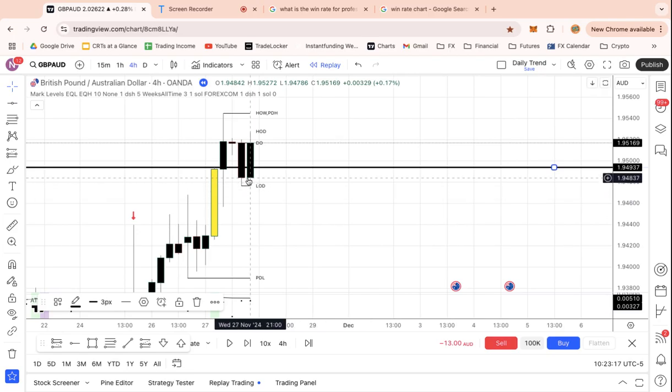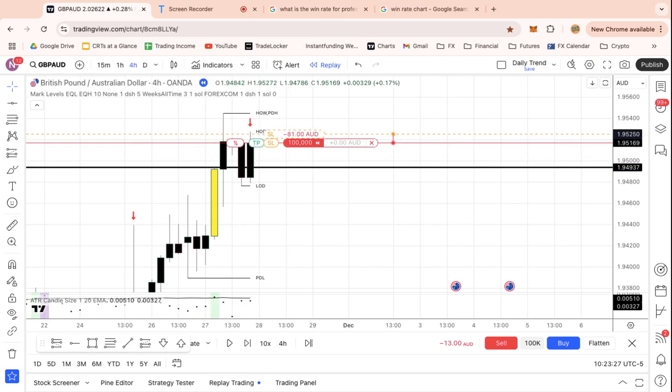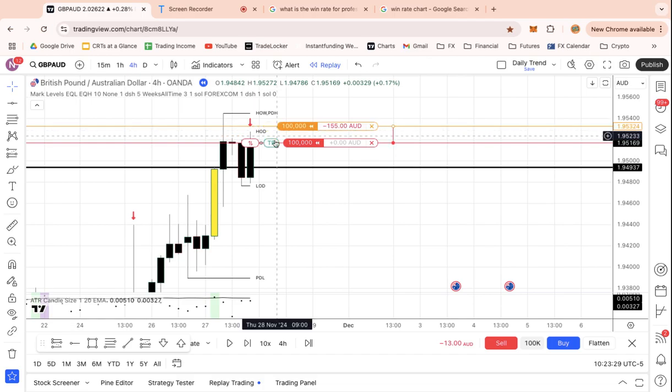Now, okay, I missed this, but I'm going to take it even if it's a loser because I should have got in here. See, it broke out and then closed back inside. So I missed my ideal entry time. It probably would have stopped me out, but I'm going to go ahead and get in anyway with a little tiny stop loss there.